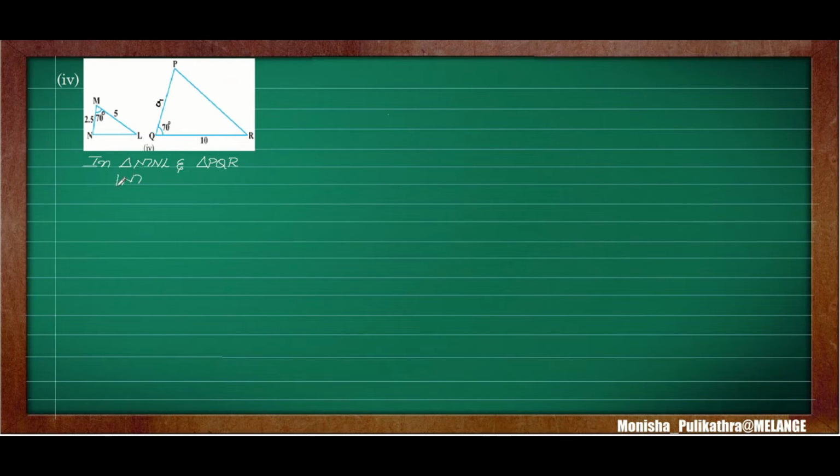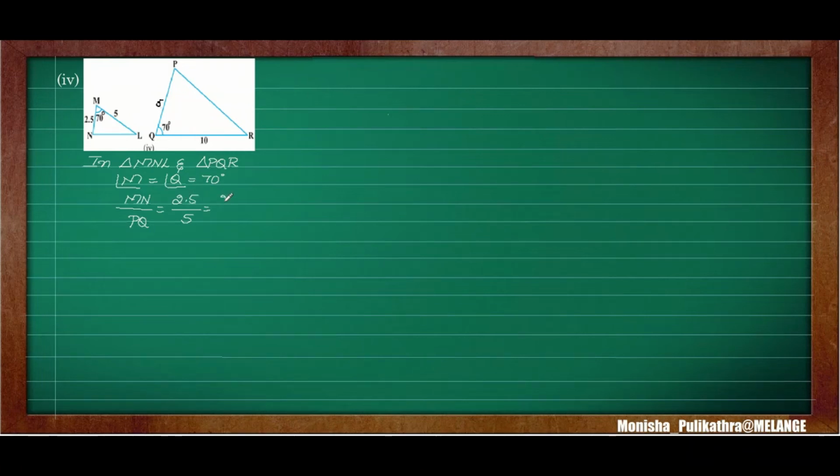Here angle M is equal to angle Q, because both are 70 degrees. Next, I will take the corresponding sides. MN by PQ. MN is 2.5 and PQ is 5.